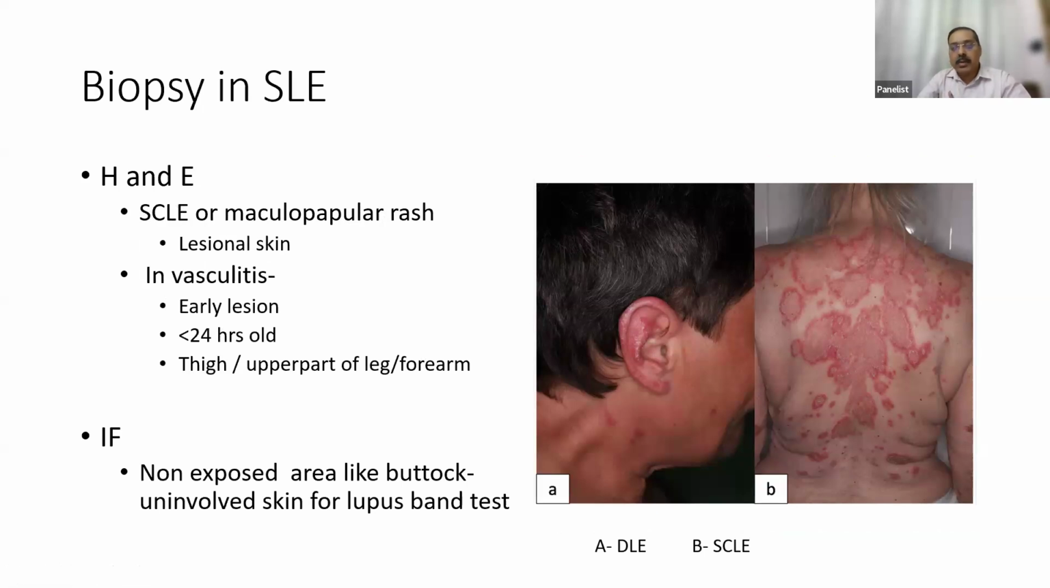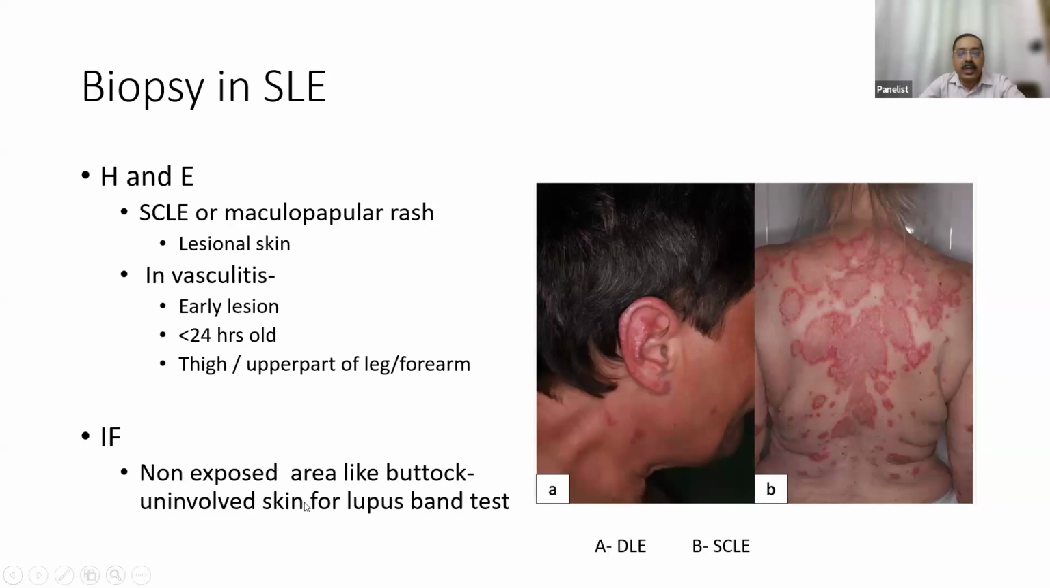And if it is in the lower limb, always prefer the thigh or the upper part of the leg, and only later give an option for forearm. So the higher the lesion, the better, because redundant or dependent areas tend to give false results.